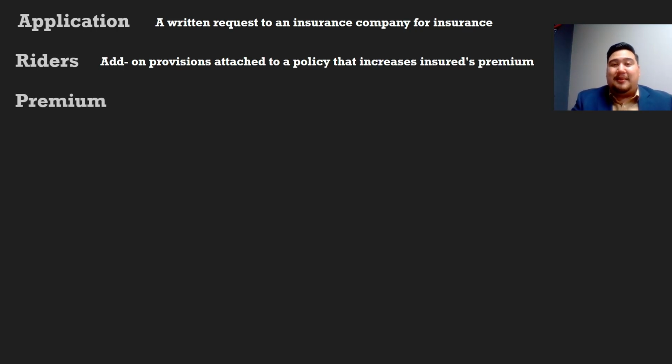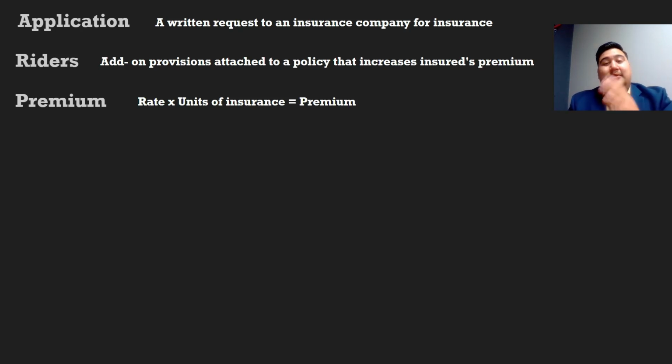The next word, premium. Now, we all know what premium means. We know premium means payment. But how do we calculate that payment? The way that we calculate the payment is we take the rate, whatever the company's going to charge you based on you, because everybody's rate is different based on a bunch of little things that we actually already talked about in chapter one in that first video a little bit, but we're actually going to talk more in detail when we talk about chapter three, which is life insurance basics. So you get that rate, you multiply it by the units of insurance, and that's what's going to give you your premium.